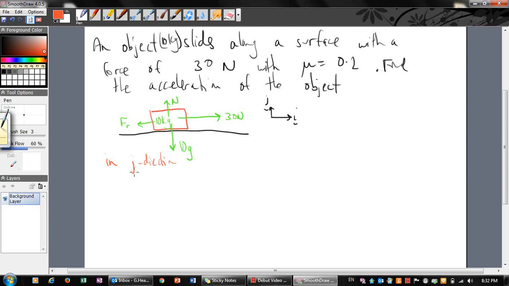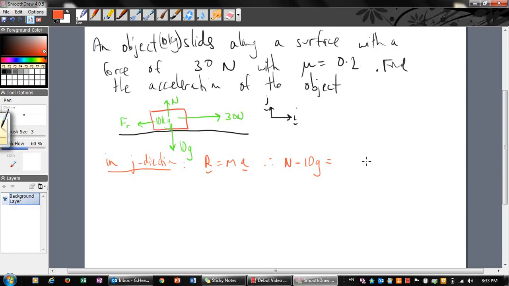J direction first. And we'll just, each component one at a time, look at what the go is. So in the J direction we have R equals MA. Always start with that. Firstly, R. So our total force. In the positive direction we have N. In the negative direction we have 10G. So N minus 10G is your resultant force.